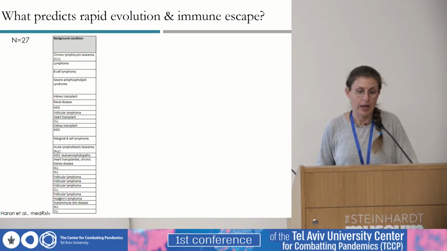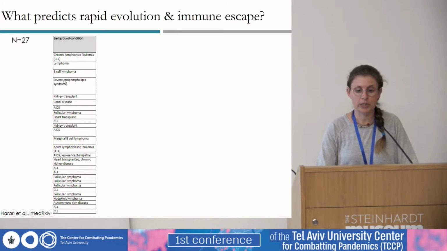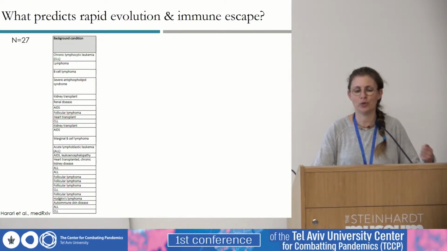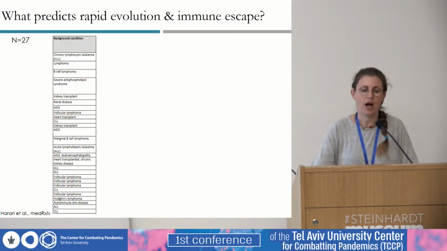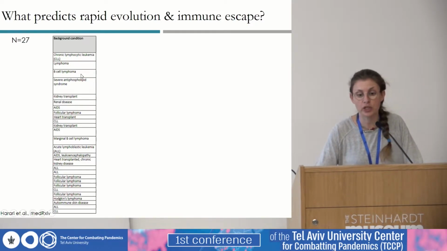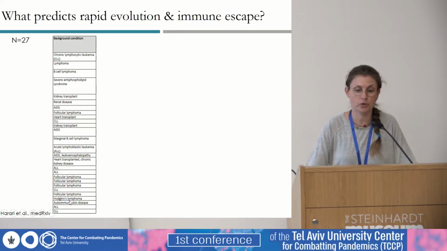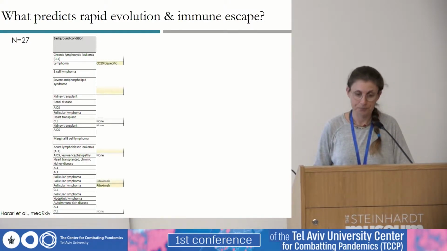And this is the background condition, and you can see that all of them have some kind of immunocompromised background. A lot of them are hematologic cancer patients, but not only. There are other patients here. There are AIDS patients. There are autoimmune disease patients here, so there's a variety of backgrounds.